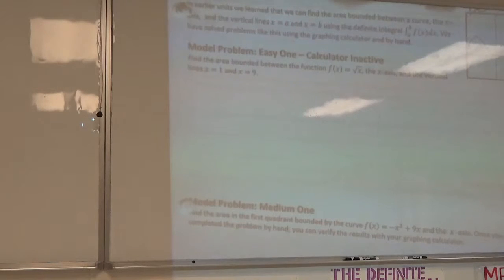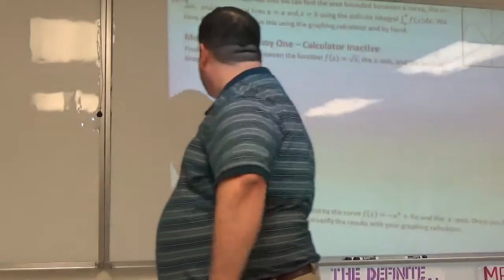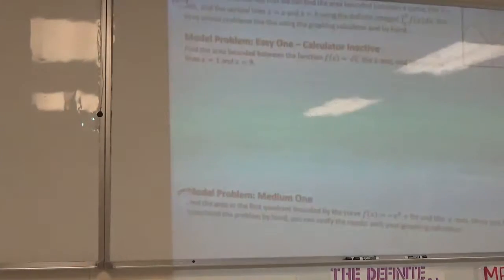Alright, this first model problem, I know you guys already know how to solve this. I know you do. Okay. Find the area bounded between the function f of x equals the square root of x, the x-axis and the vertical lines x equals 1 and x equals 9.